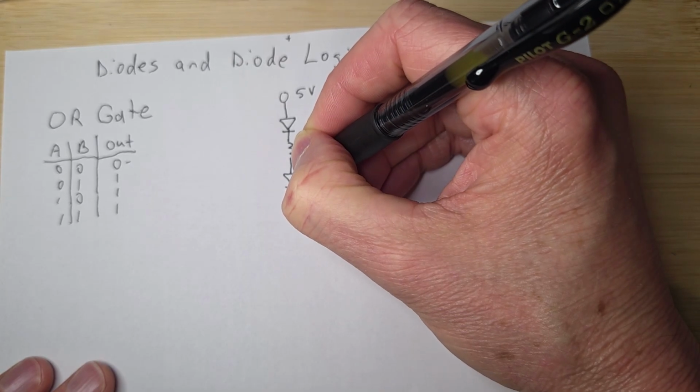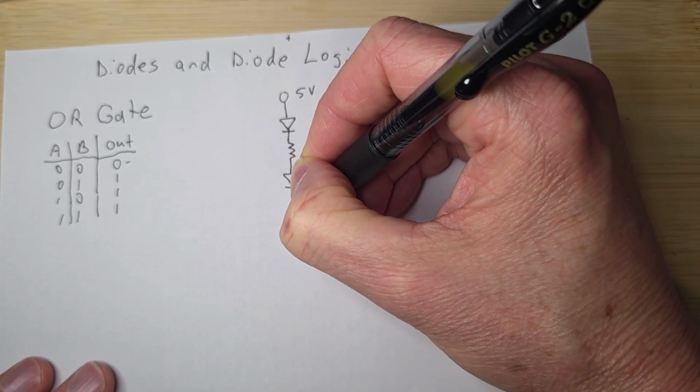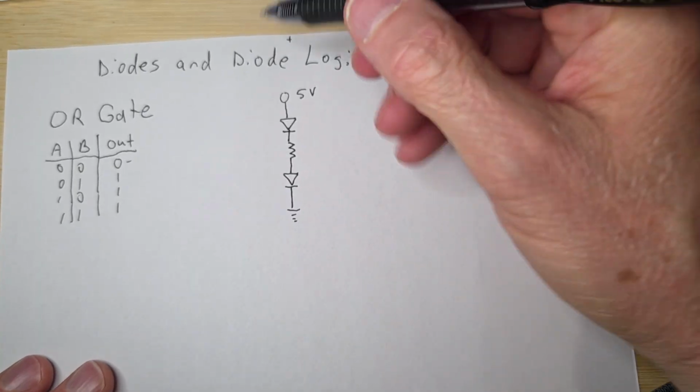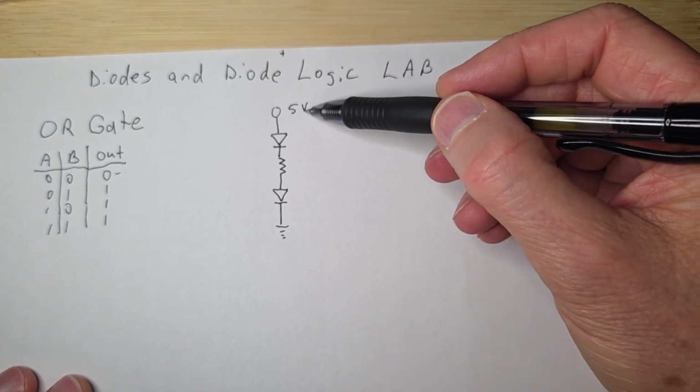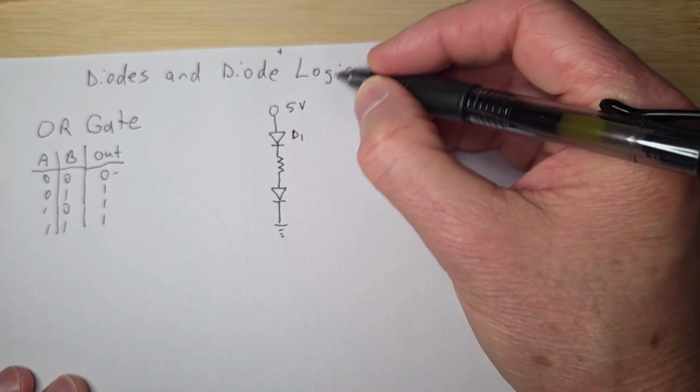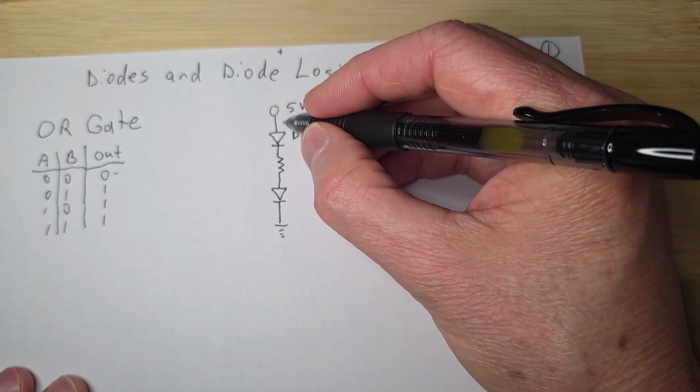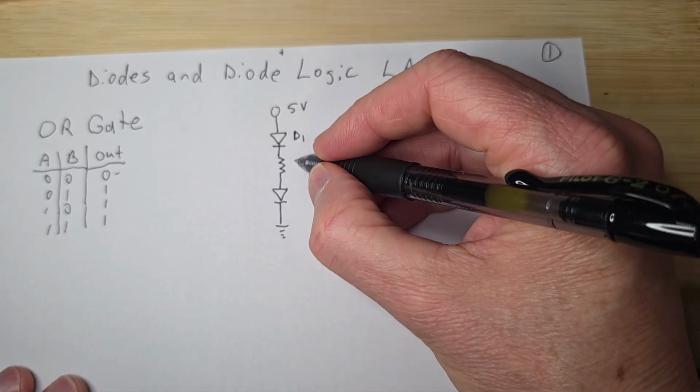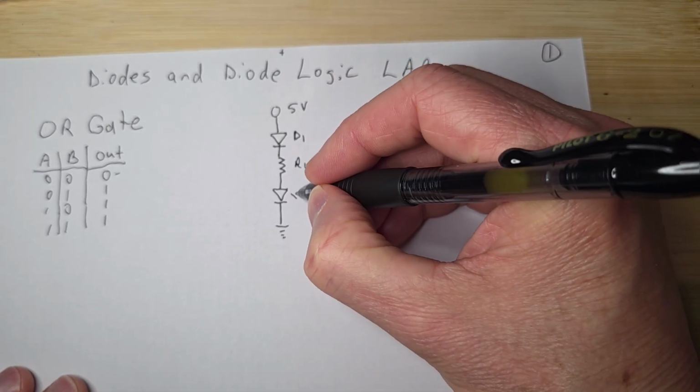So this would be ground. All right, sometimes it's easier to draw it out like this so you can see it. Here we'll call this D1. That's just the regular diode, the rectifier diode, and then we're going to have R1, and then LED1.